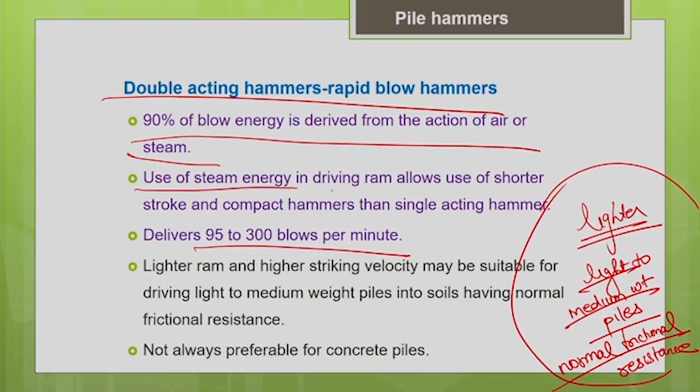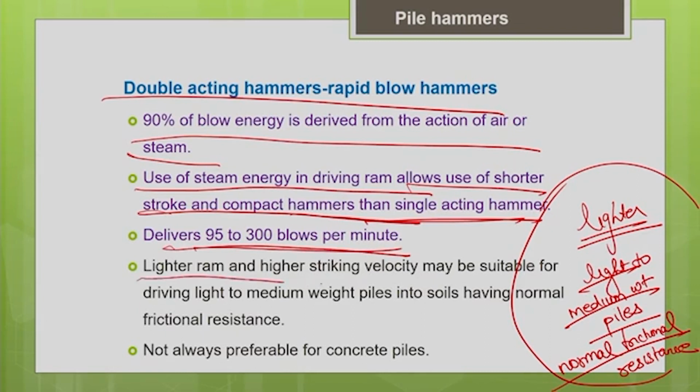Here, the use of steam energy in driving the ram allows use of a shorter stroke and a more compact hammer than the single acting hammer. When compared to the single acting hammer, these hammers are more compact, smaller in size, lighter in weight, and they have a shorter stroke, and they are designed for lighter conditions. They can deliver a blow rate of 95 to 300 blows.